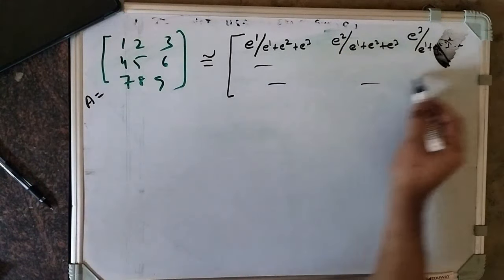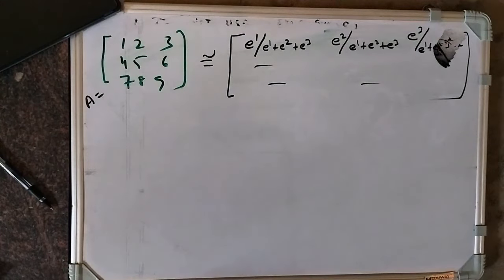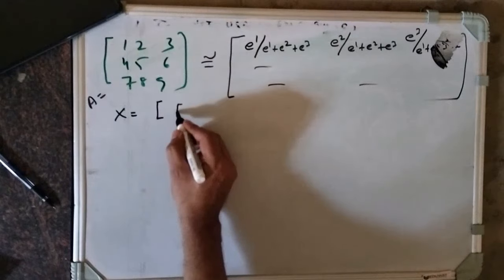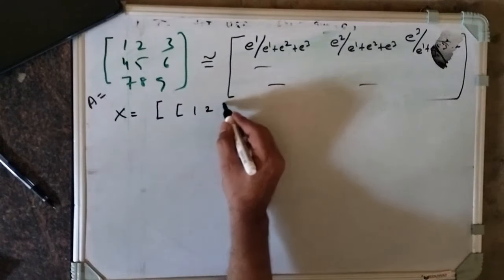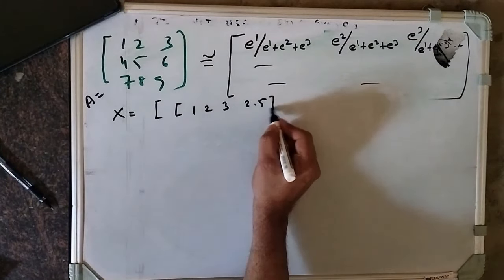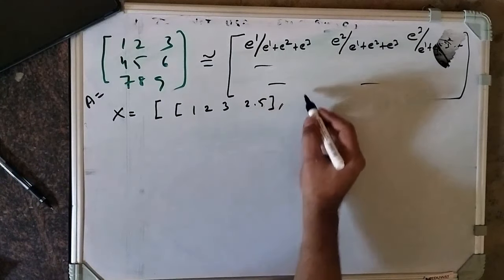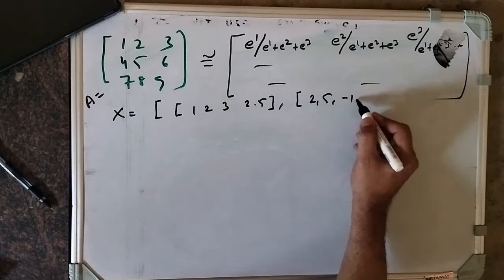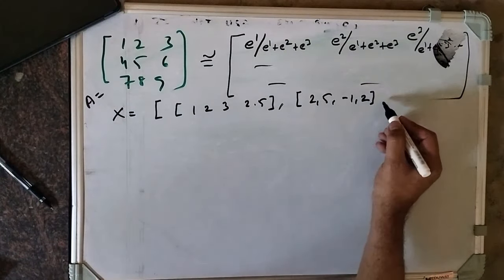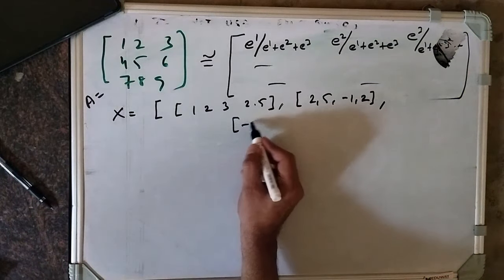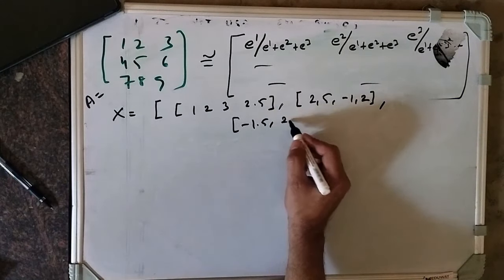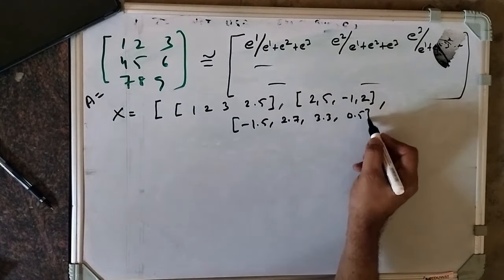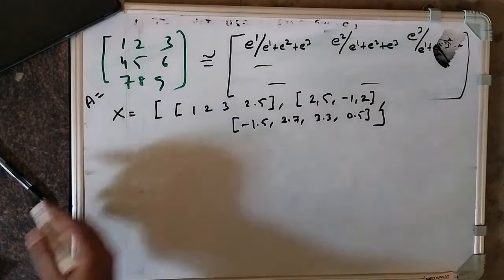Similarly for the others. Now suppose I am writing one code, x is equal to 1 2 3 2.5. These are the inputs. And second I am writing 2 5 minus 1 2. And third I am writing minus 1.5 2.7 3.3 and 0.5, suppose something. Now how to write this?